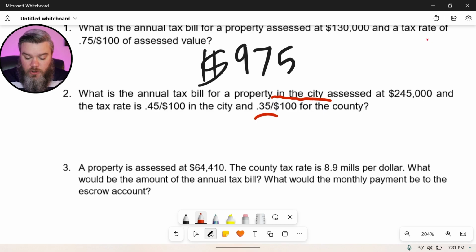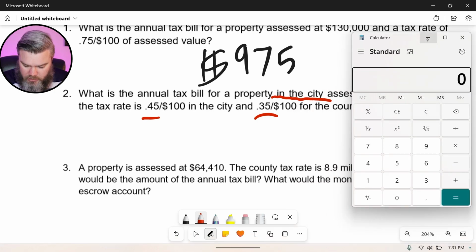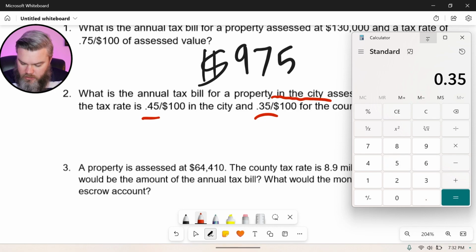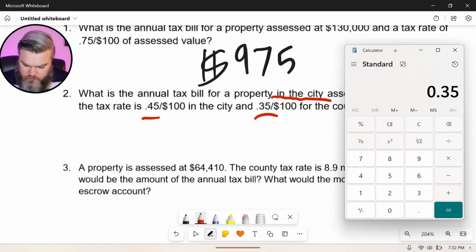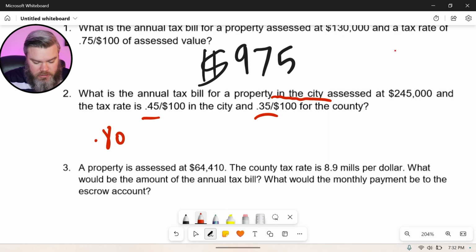The easiest thing to do is just go ahead and add these together because you've always got the county rate, and if it's located in the city limits, it's going to have the city rate as well. So, bring my calculator back up. We've got 35 cents for the county and 45 cents for the city for a total of 80 cents per 100. And so that is my tax rate, 80 cents per 100.